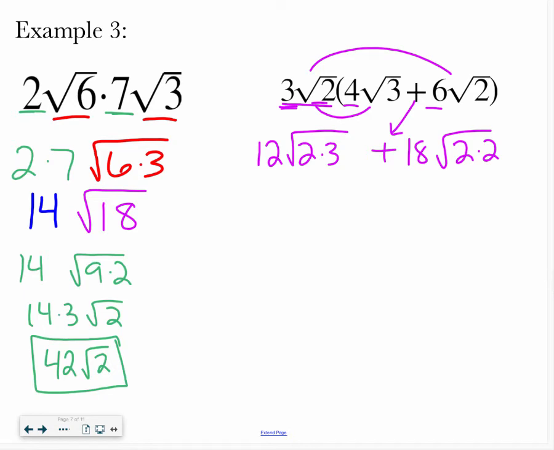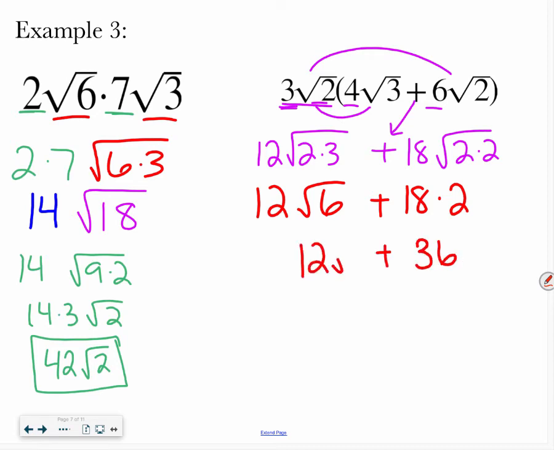Now if I continue to simplify, I have 12 square root of 6 plus 18, and then that's the square root of 4. The square root of 4, right, is 2. So I have 12 square root of 6 plus 36 as my final answer.